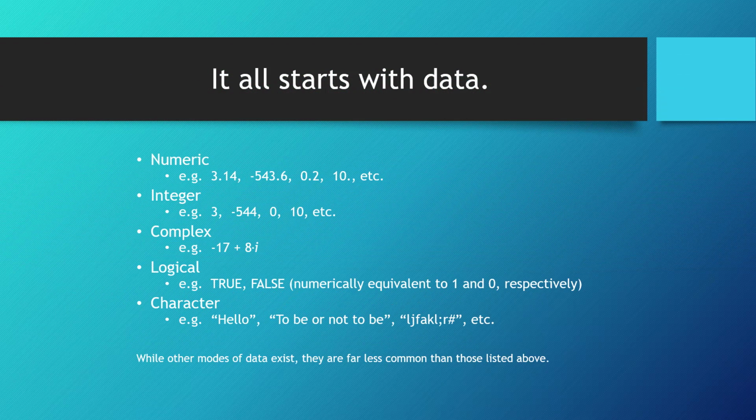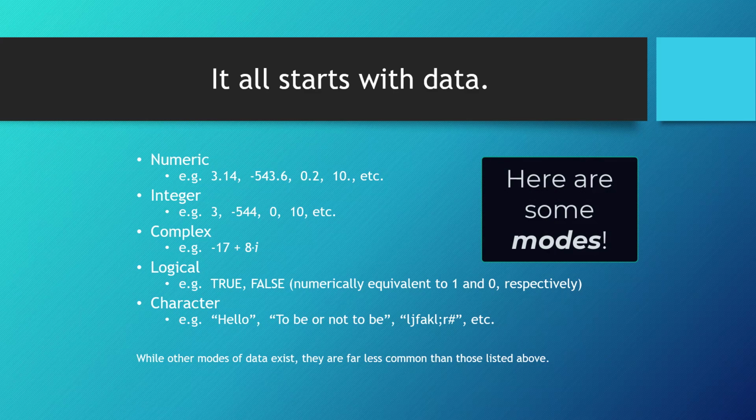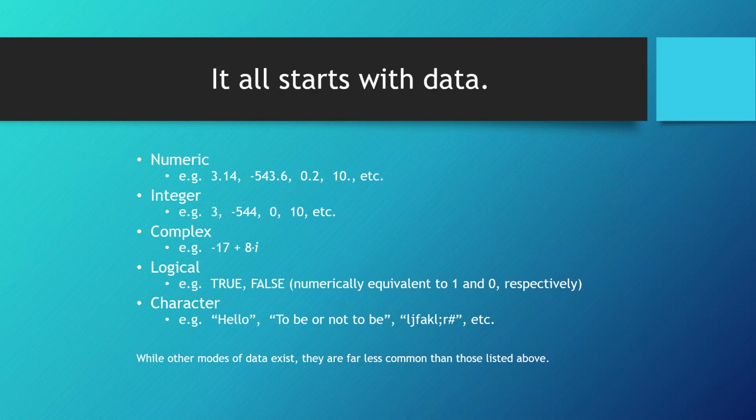In an earlier video, I talked briefly about the structure of R commands. However, the only reason we have commands is to perform operations on data. So let's take a little time to talk about data. In R, data can take different forms, which are known as modes. What you see on the screen is not an all-inclusive list of the types of modes encountered in R, but it does list the most common kinds.